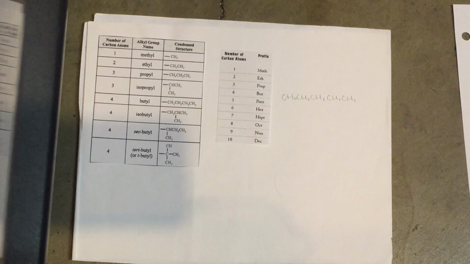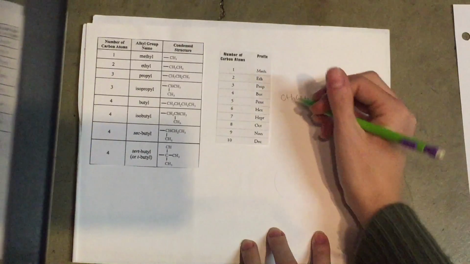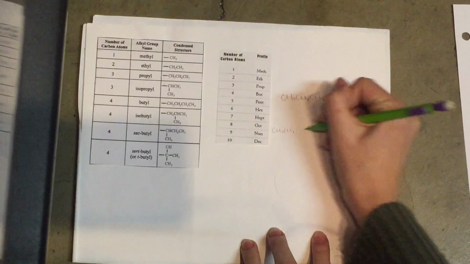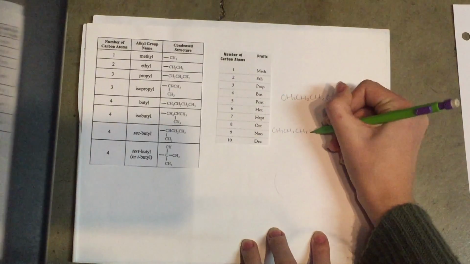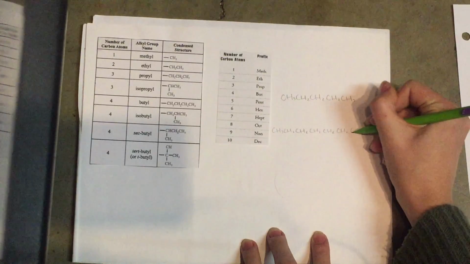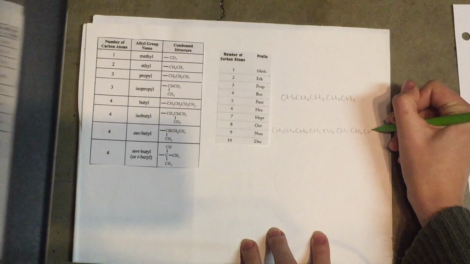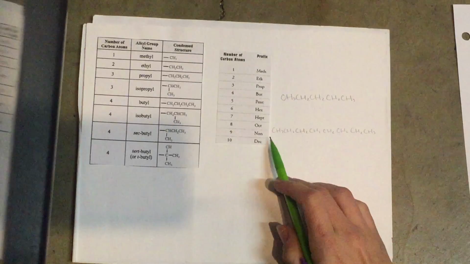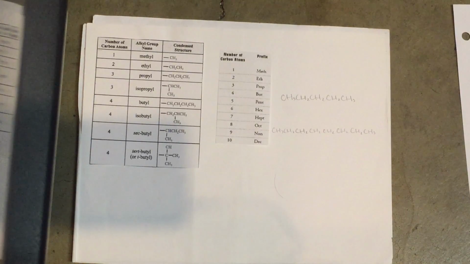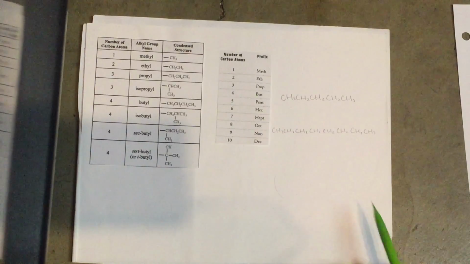Let's say we wanted to write octane, that would be 8 carbon atoms in the parent chain. There we have octane, 1, 2, 3, 4, 5, 6, 7, 8 carbons in the parent chain. This is what identifies it as octane.